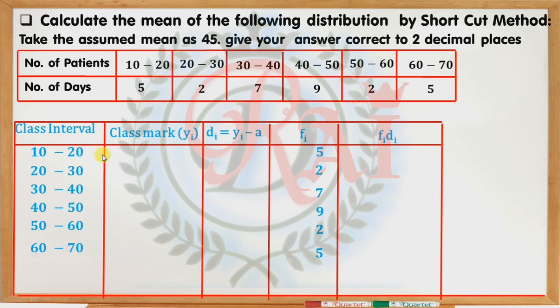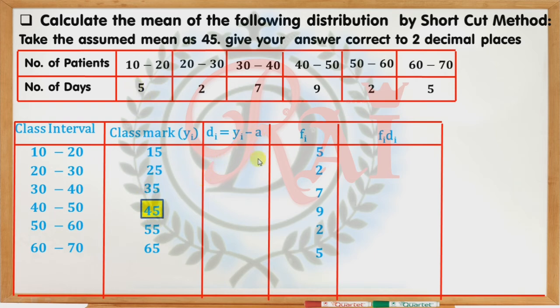Class mark. How will we calculate the class mark? We'll add these two, 10 plus 20 is 30, divided by 2, 15. Similarly 20 plus 30, 50, divided by 2, 25. Similarly here we'll have 35, 45, 55 and 65. Now in this case the assumed mean is equal to 45. So we need to choose 45 as our assumed mean.